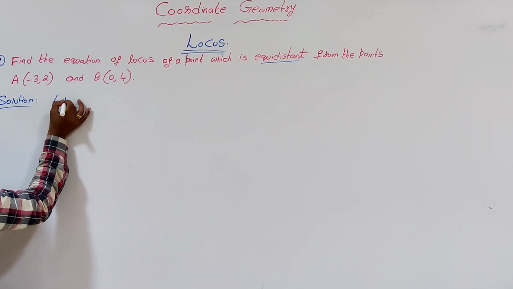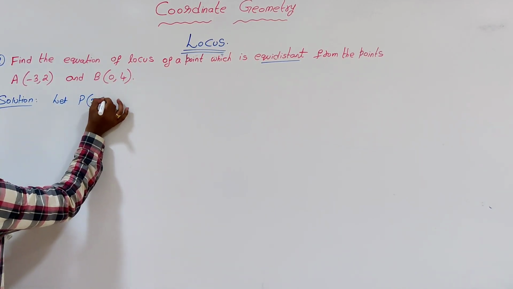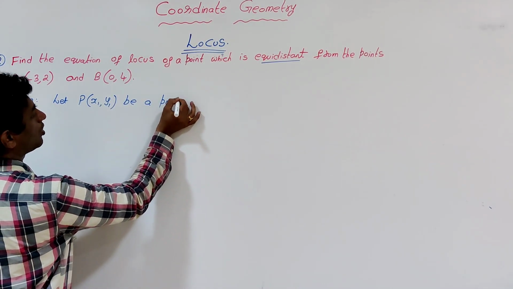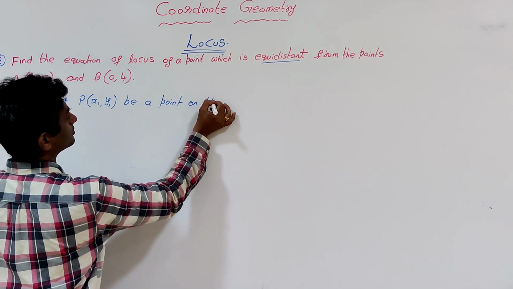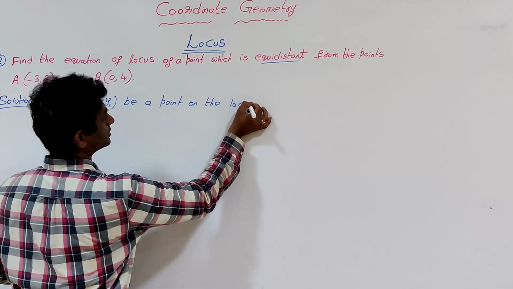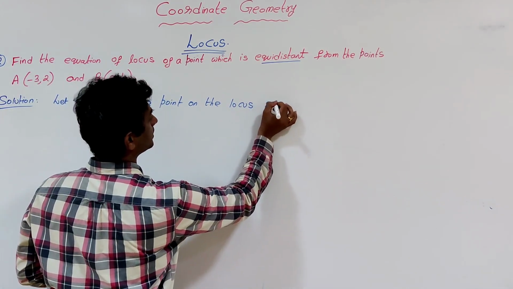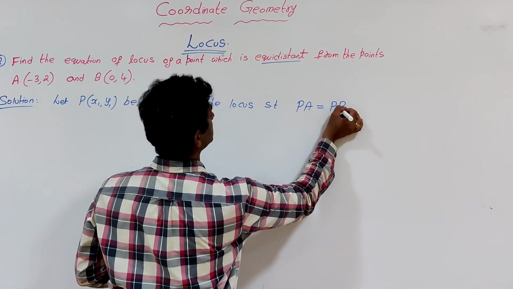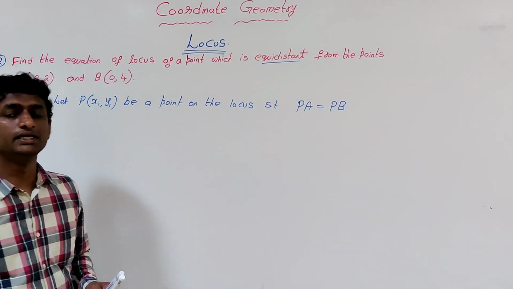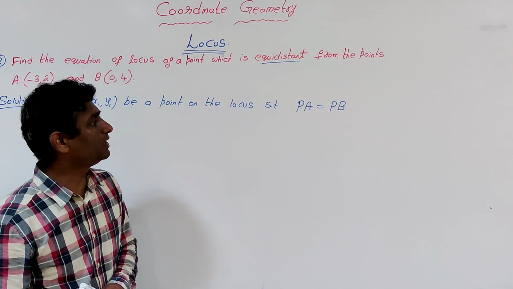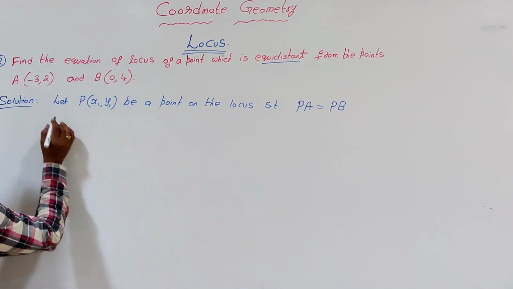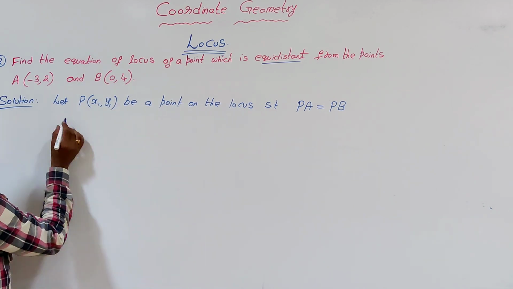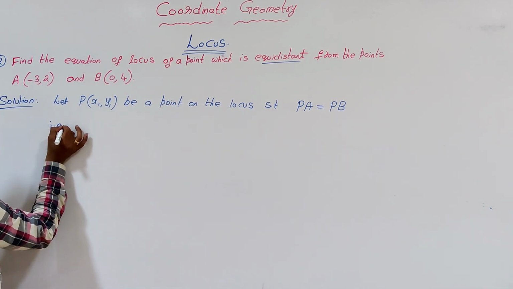Let P(x1, y1) be a point on the locus such that PA is equal to PB. The distance from P to A should be equal to the distance from P to B. So, what is the distance formula?